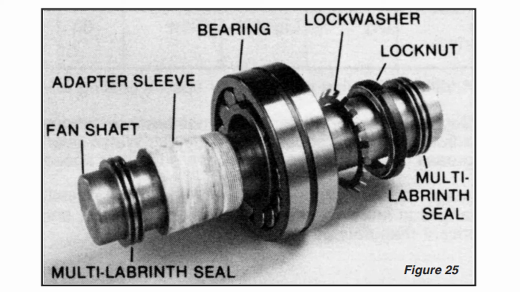As we tighten the lock nut on the sleeve, it will reduce the radial clearance of the bearing. We will measure that clearance. We will tighten the nut until we reach the required clearance. Then the lock nut is locked by the lock washer. Labyrinth seals are fixed on both sides later.